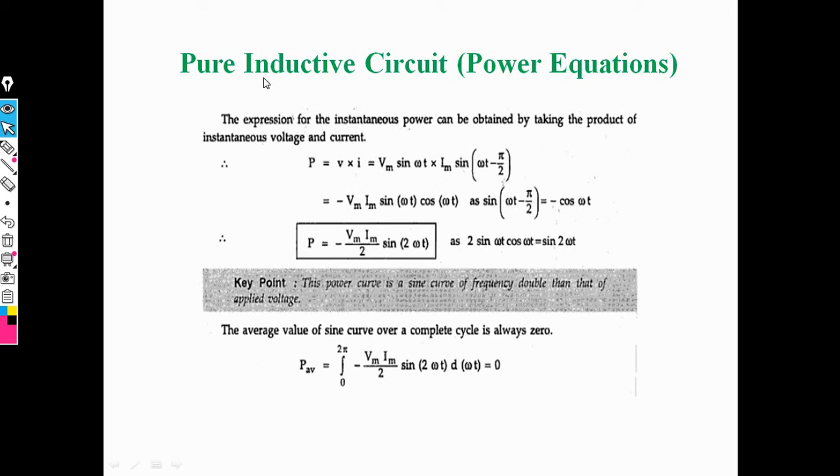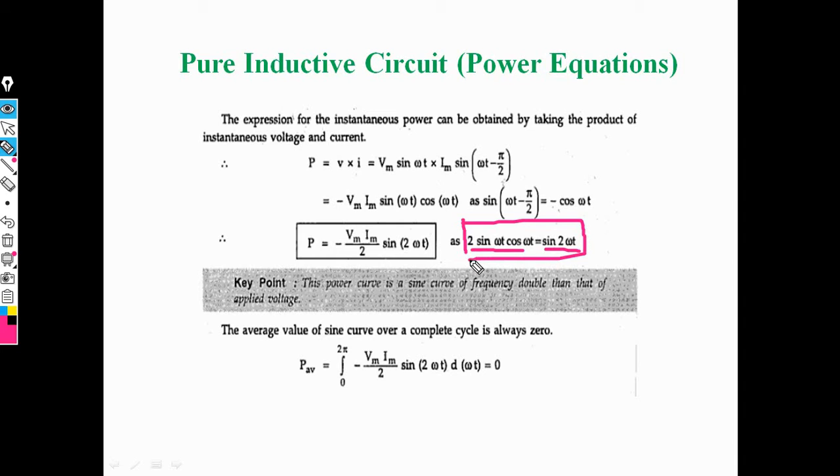In a pure inductive circuit, the power will be calculated. Now finally, our equation is P is equal to minus Vm Im upon 2 into sine 2 omega t. But the formula of sine 2 omega t is 2 sine omega t cos omega t. This is the important formula for sine 2 omega.